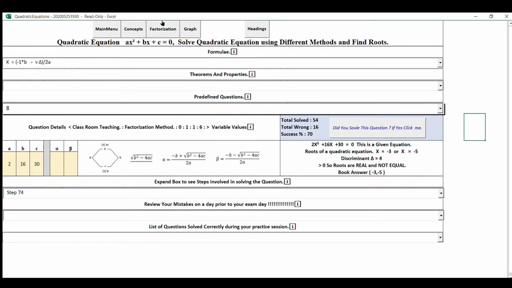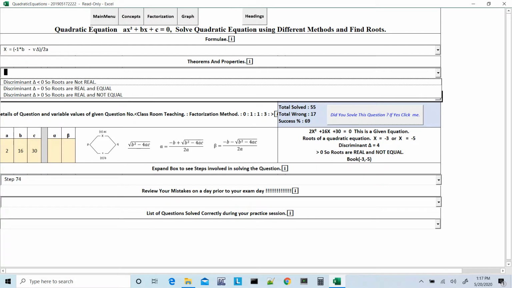Now let's go back to factorization again. Before we talk about the next method, there are some sums on properties of roots. Look at this equation.